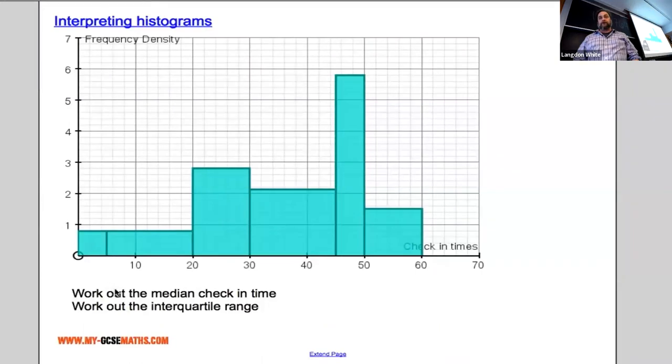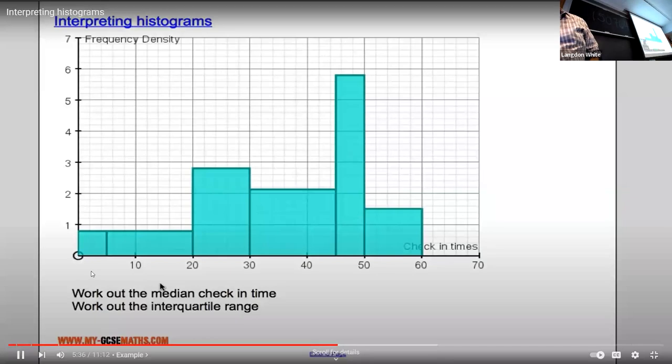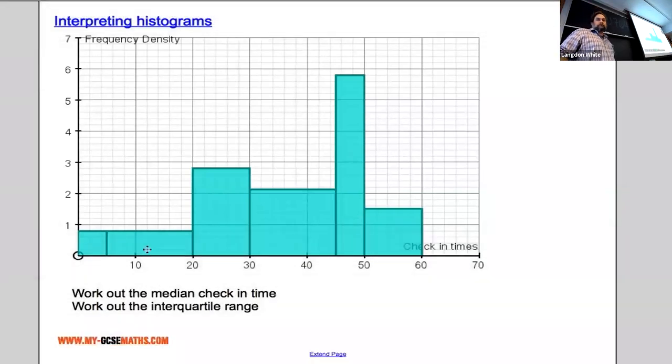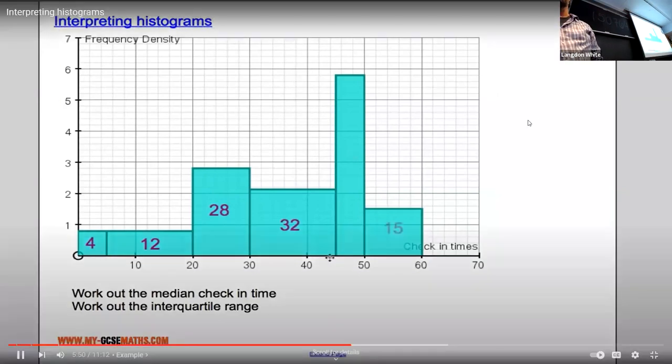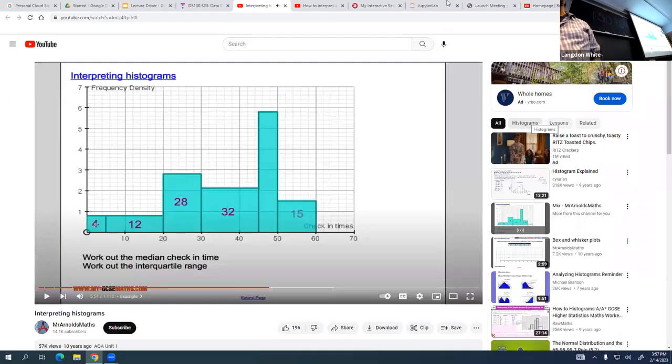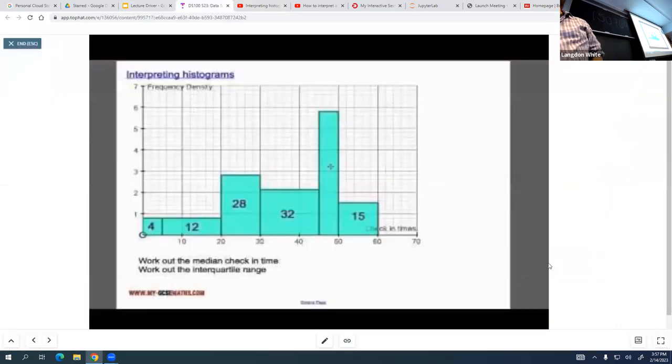Okay, a couple of other things we could be asked. If you need to check it, I highly recommend you work with the frequencies. You're working with the area, so it's trivial. Frequencies for each bar here, which is what we're told. All right, but again, I do recommend them.